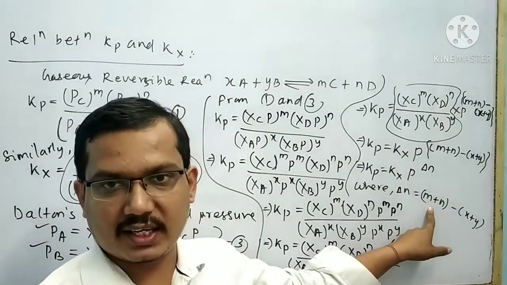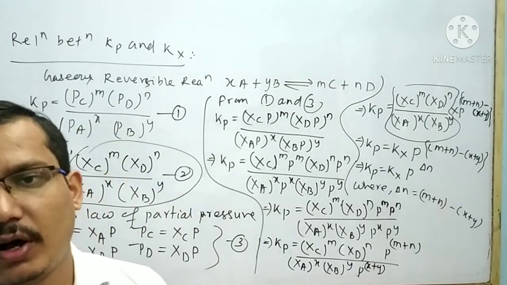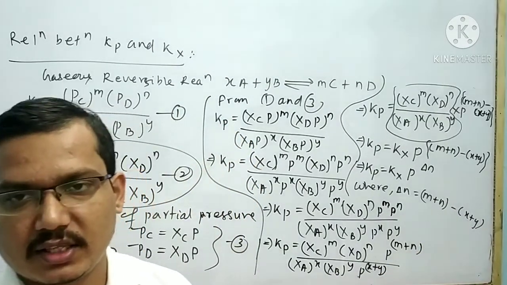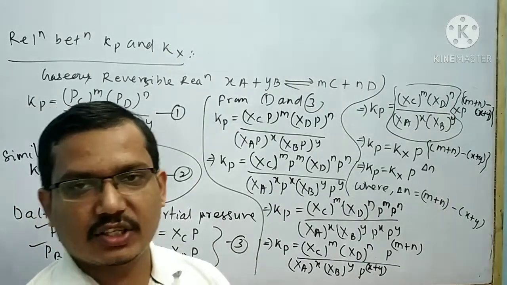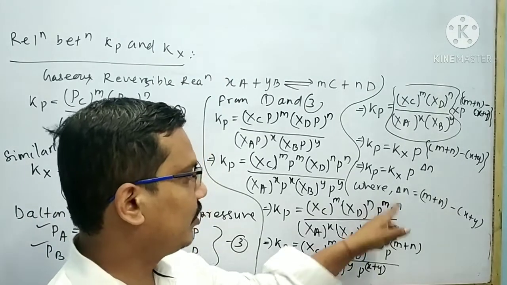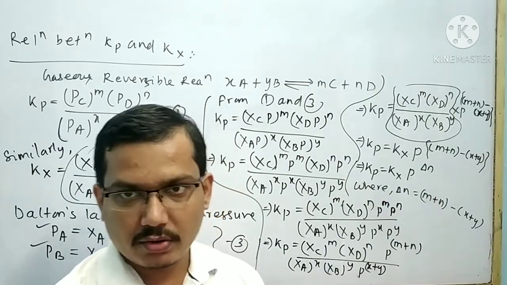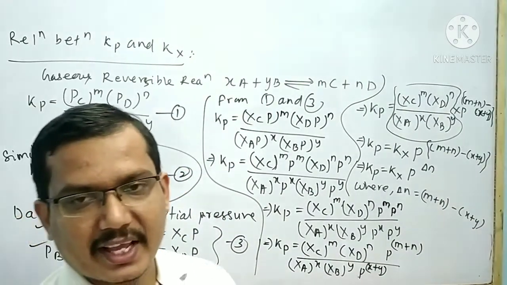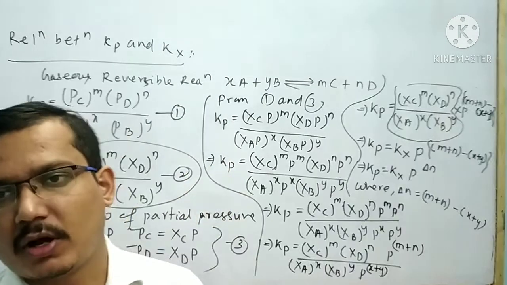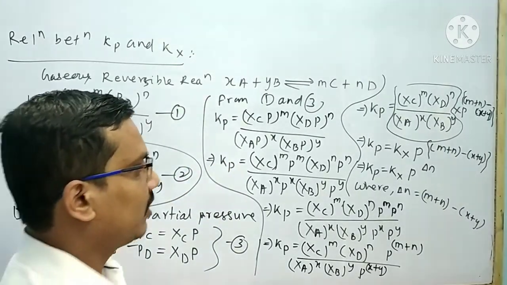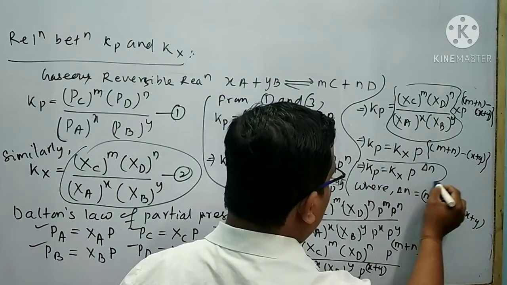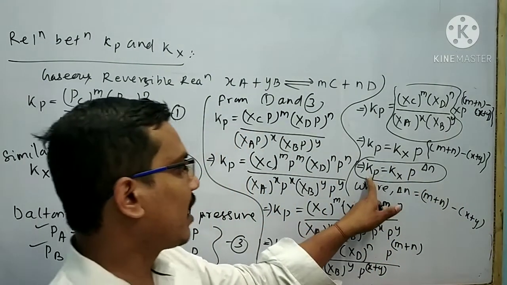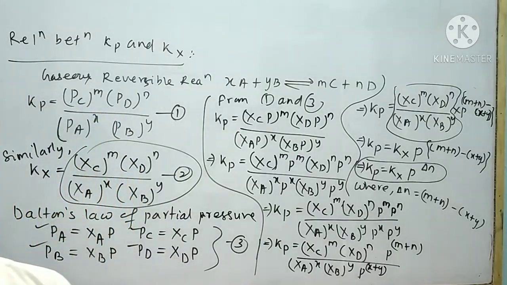Here m plus n is the number of moles of gaseous products. Here x plus y is the number of moles of gaseous reactants. So here I can write del n equal to number of moles of gaseous products minus number of moles of gaseous reactants. This is the expression which clearly explains the relationship between Kp and Kx.